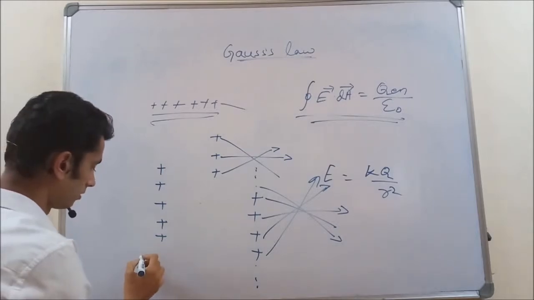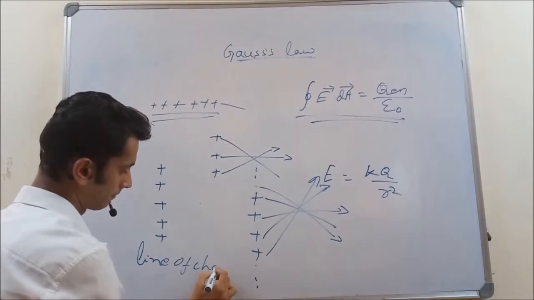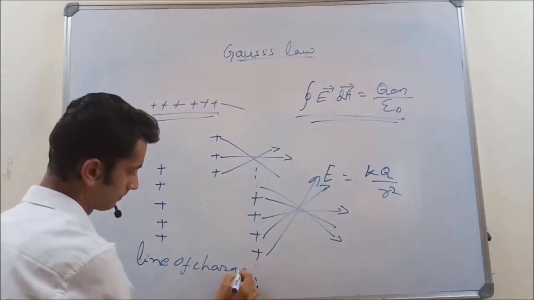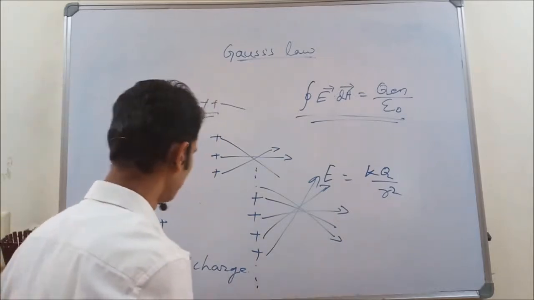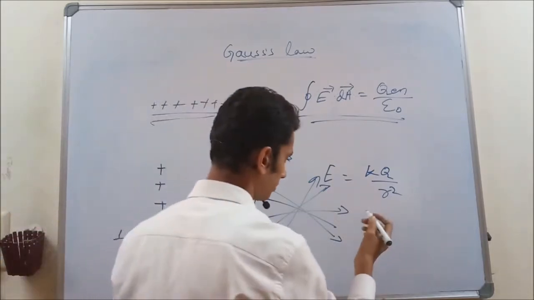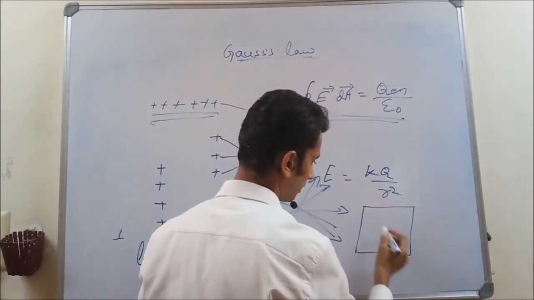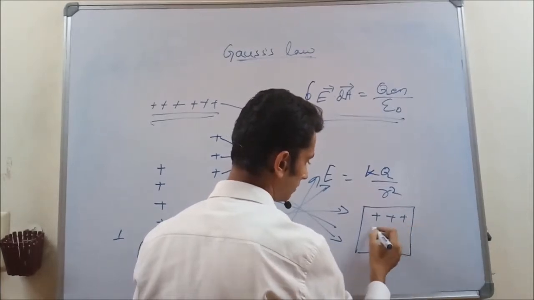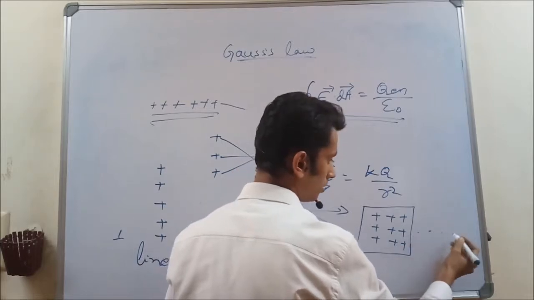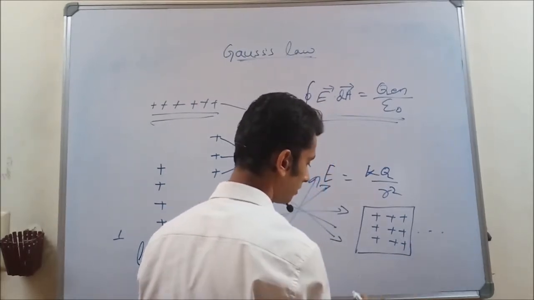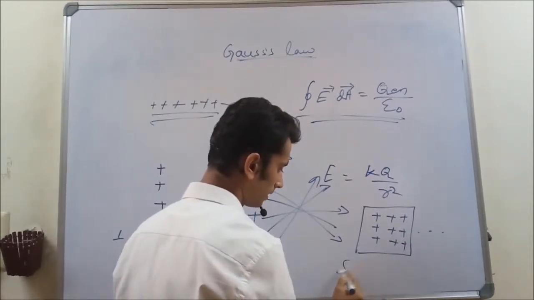And this is called line of charge or wire of charge. So this is the first situation where we can use Gauss law to find the electric field. And the second situation is if the uncountable number of charges are present in a sheet and uniformly distributed, then we can use Gauss law to find the electric field. And this situation is called sheet of charge.